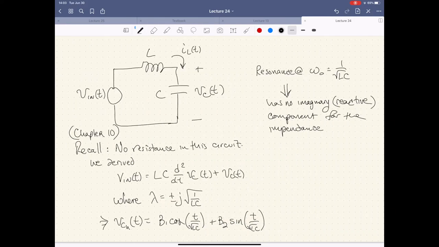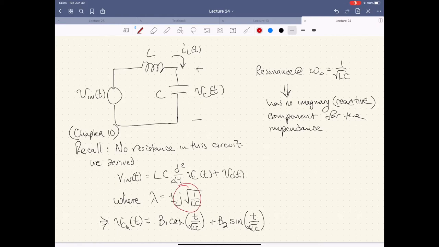Okay, so chapter 10, recall there's effectively no resistance in the circuit, and we derived a second order equation for this right here. What did this tell us? Well, our lambda values, the solutions to our characteristic equation, were plus or minus j times this constant. At the time, we kind of took it for granted that the square root of 1 over LC was a special number. Well, it's not just a special number, it's a special frequency.